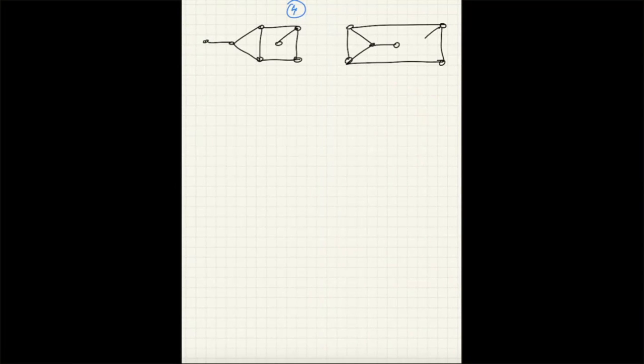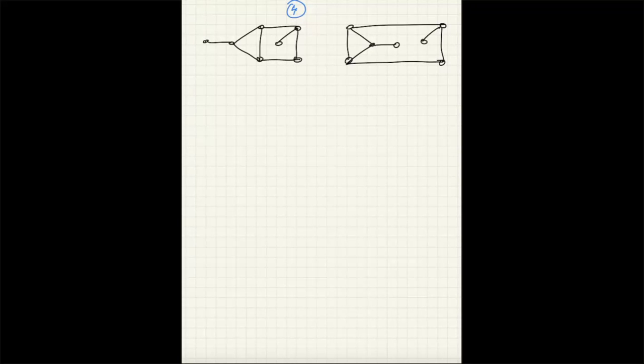Now, here's some more examples. So let's do one that is drawn in different ways. Let's say we have one planar embedding. And we have another embedding, but of the same graph. These two graphs, hopefully it's not too hard to see that they're the same.